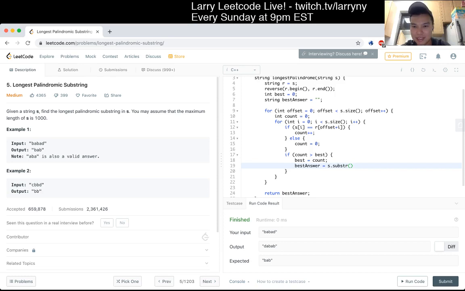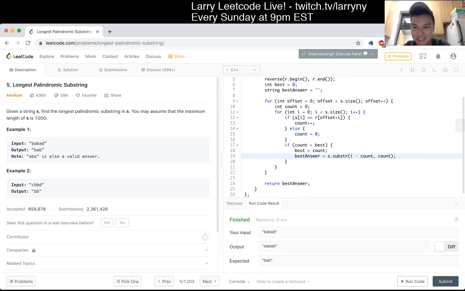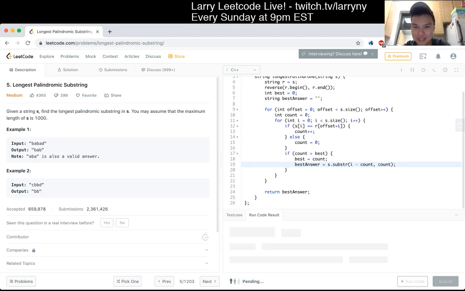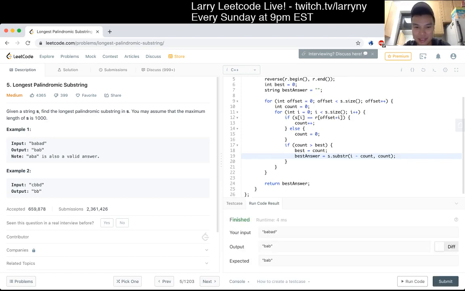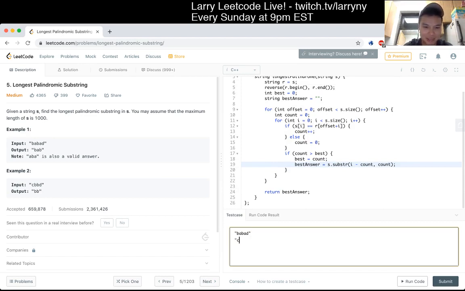So it's of length count. Where does it start from? I minus count, maybe something like that. Maybe off by one. Yeah, okay, that was refreshing to see something get done right the first time, but it's a very small example, so I don't know.